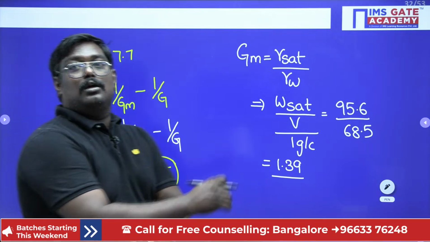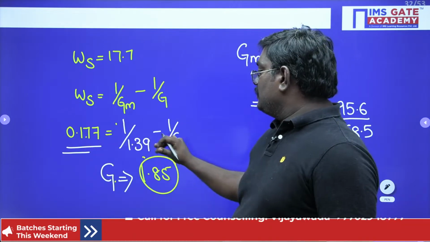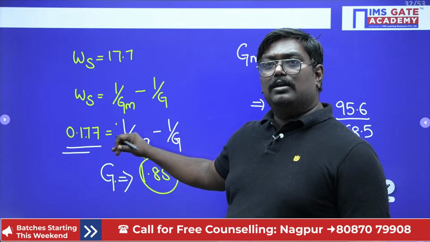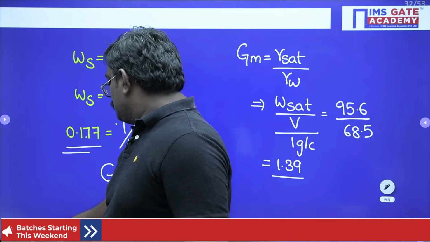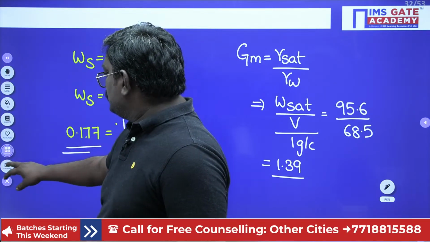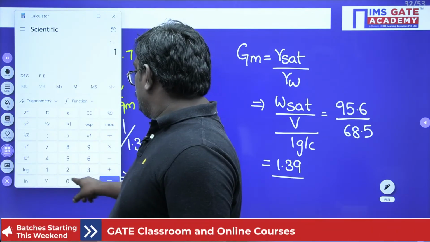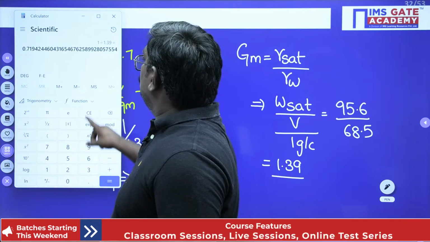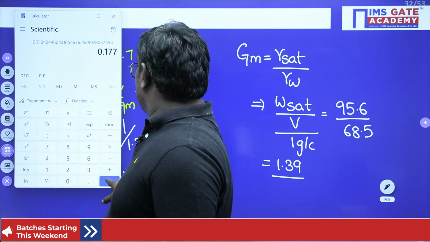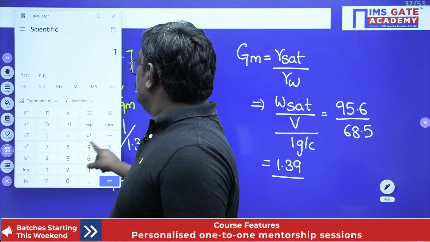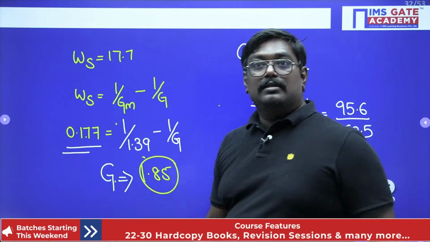Okay. See, Srujana, we have to do 1 divided by 1.39 minus 0.177 is equal to 1 by G. This value will be 0.54. Please check this value. Again, I'll check it. Srujana, 1 divided by 1.39, right? So 0.719 minus 0.177. So 1 divided by 0.54. You will get a value of 1.85. This is the specific gravity.